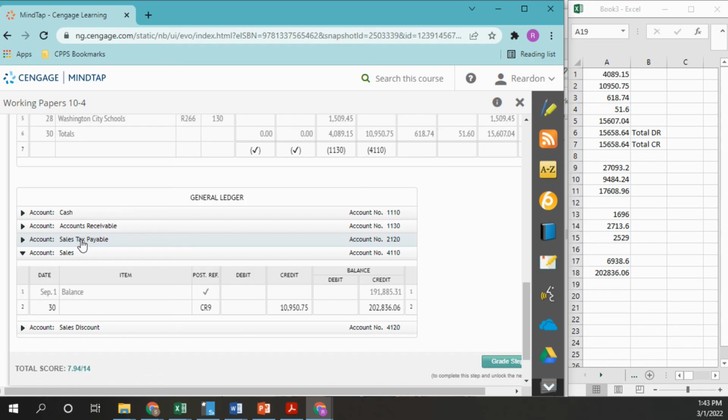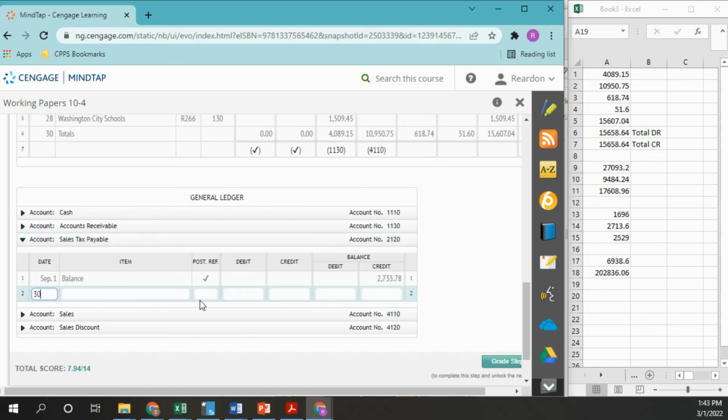Okay. Sales tax payable, cash receipts 9. And that'll be a credit of 618.74. I'm surprised we didn't pay our previous credit. This is kind of weird. We should have paid that $2,700 during the month and had a zero balance. For some reason, we still owe the state that money. So our previous balance is 2733.78 plus 618.74. And by the way, just an aside, if you operated in multiple states, you would have different sales tax payable accounts for every state you operate in.